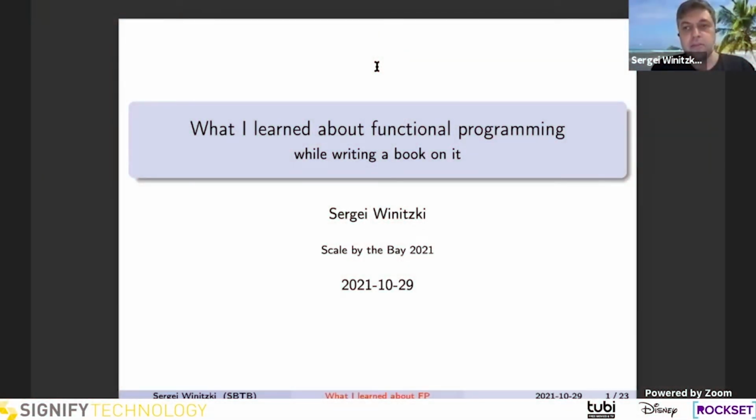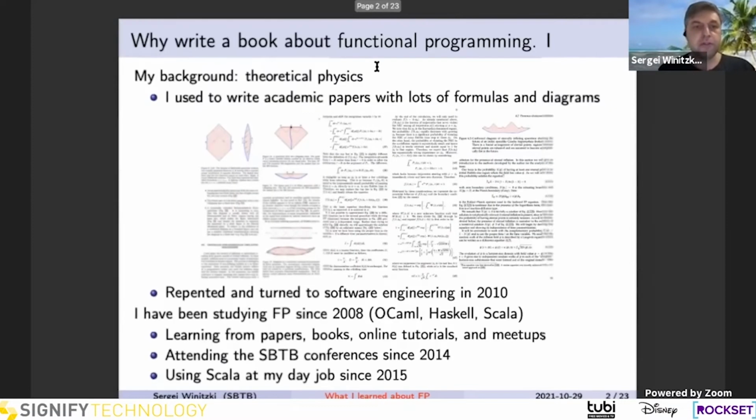What I'm going to talk about is this very interesting perspective on functional programming that I developed while writing a book on it. So first, my background: I used to write academic papers with lots of formulas and diagrams that look like this. But in 2010, I repented and turned to software engineering.